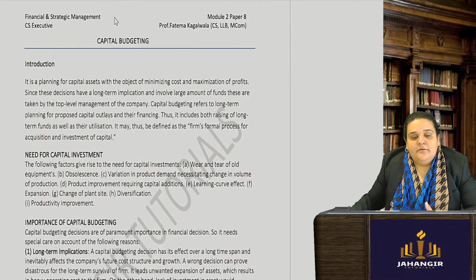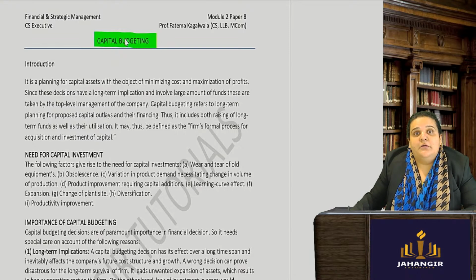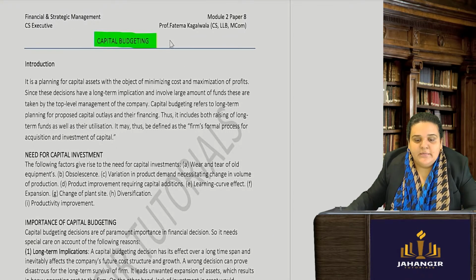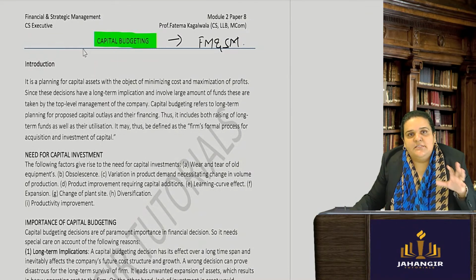Today I had told you all that we will be doing capital budgeting. Capital budgeting is one of the most important chapters of the Financial Management and Strategic Management paper, module 2, paper number 8. If you see, it is the second chapter in FM.